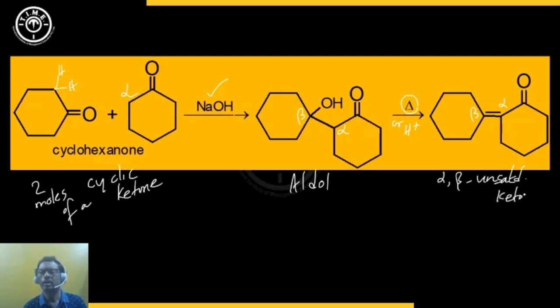Clear? So I hope the 3 examples are clear. What we mentioned in the definition of aldol condensation, the same thing we have seen. We have looked at the happenings here. So we've got aldol, and aldol upon treatment with either heat or H plus will give us alpha beta unsaturated aldehyde or ketone, whatever you started with. I hope this is clear. Next, we'll look at the mechanism.